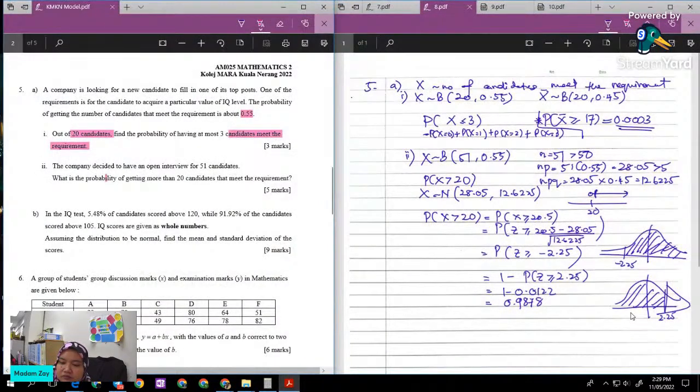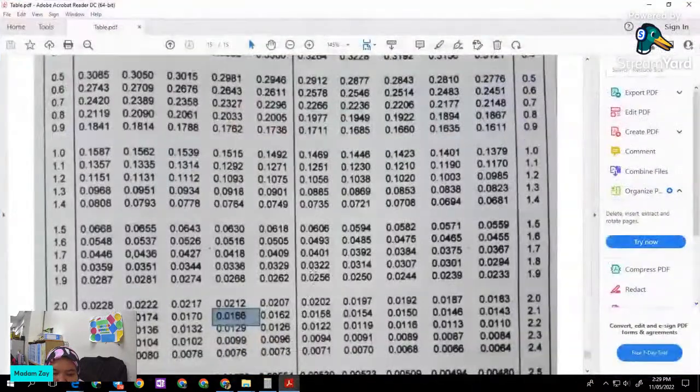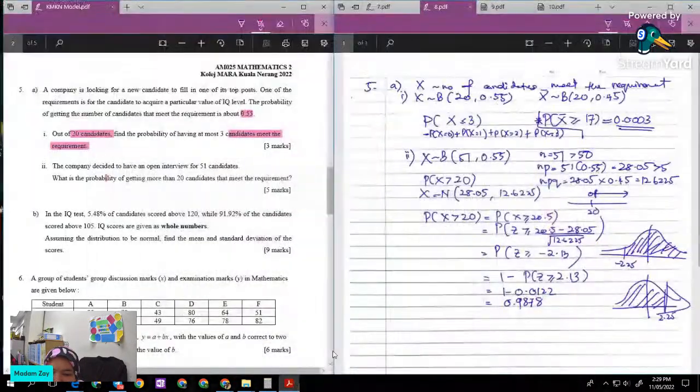0.0166. Kan? Saya salah tolak ni nilai ni. Okay, saya salah tolak kat sini. 20.5 tolak 28.05. Bukan 28.5. So, you kan dapat kat sini negatif 2.13. So, kena betulkan sini 13. Salah salin apa yang kita tulis pun boleh salah. Macam tu. So, kalau ikutkan, kalau 2.13 dia adalah 0.0166.